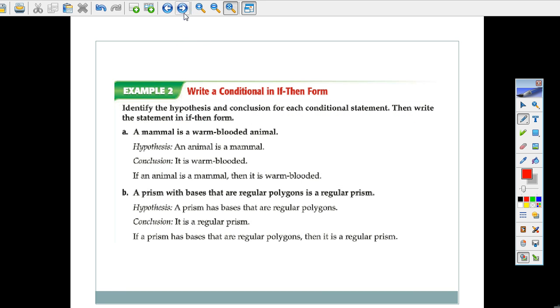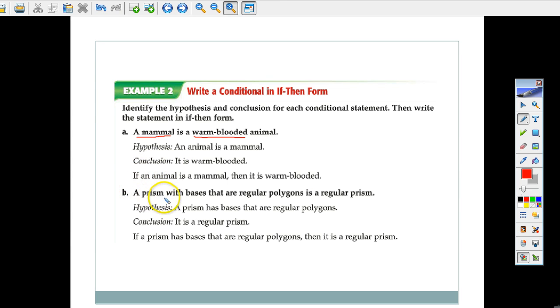Okay. Example 2. Write a conditional in if-then form. Identify the hypothesis and conclusion for each conditional statement. Then write the statement in if-then form. A. A mammal is a warm-blooded animal. The hypothesis is an animal is a mammal. Conclusion: it is warm-blooded. If an animal is a mammal, then it is warm-blooded.